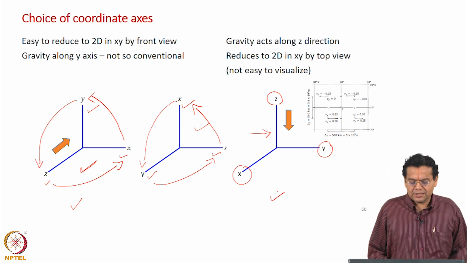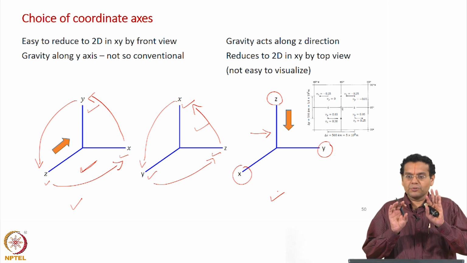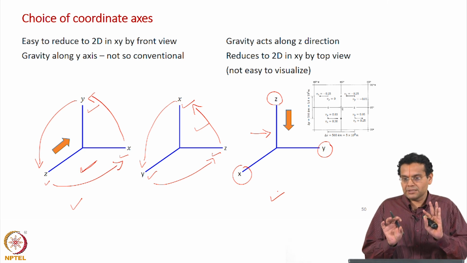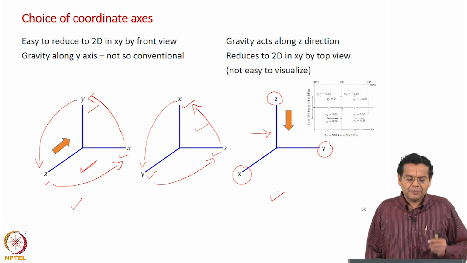If you look at the first choice of coordinate axes, what is the advantage? If you look at the front view, you can easily reduce to a two-dimensional case, you just have the x axis and y axis. What is the slight disadvantage? Gravity acts along the y axis, of course the negative y axis, which is not so conventional.